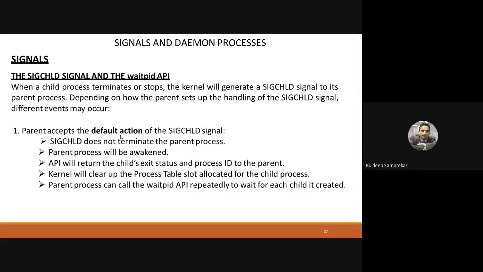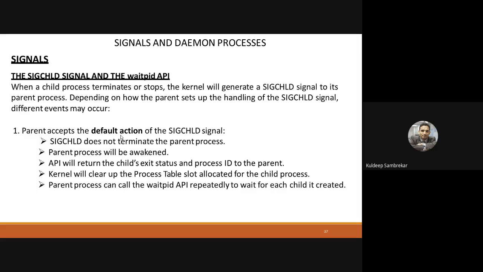Now what is this all about? We all know now there is a parent process and there is a child process. Whenever a parent creates a child process by the system call fork, what happens? In a parent there is a child process which is running. So when a child terminates or when a child stops by itself, what will the kernel do to tell the parent? Okay, you're getting it.